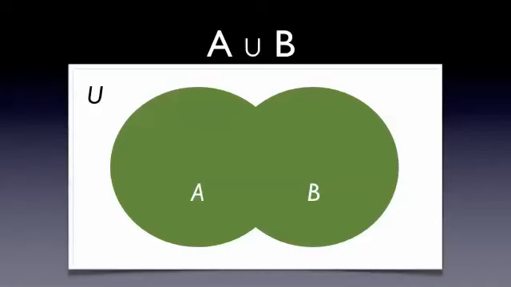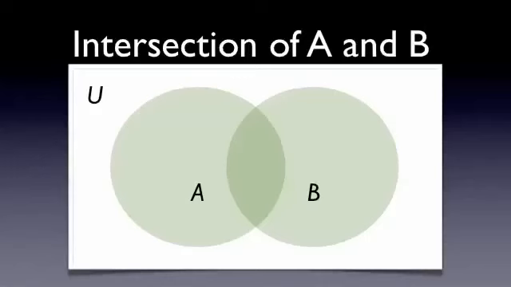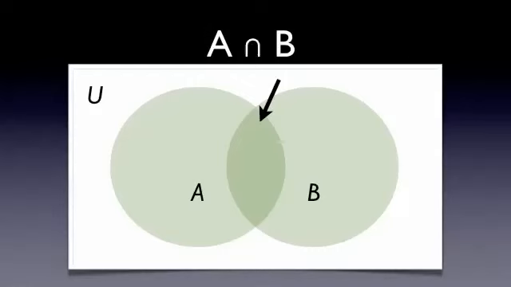The intersection of A and B includes only values that are contained by both sets. An intersection is notated using this symbol. If an element is only in A but not in B, then that element is not in the intersection, but it is in the union.